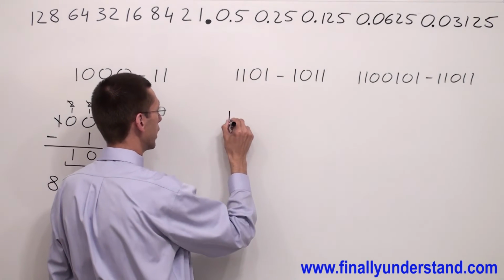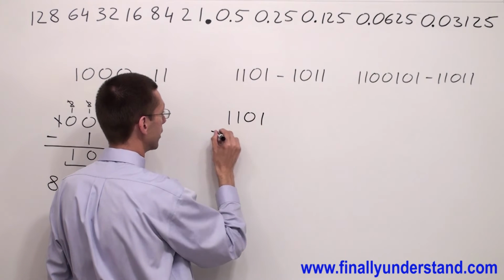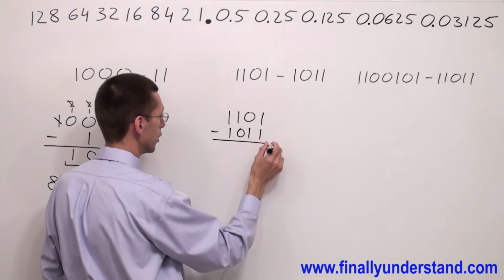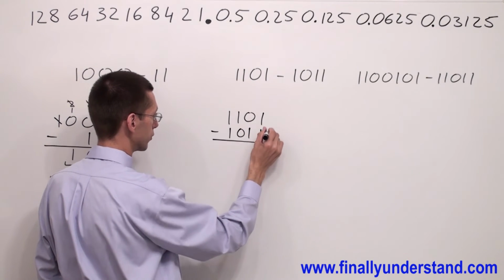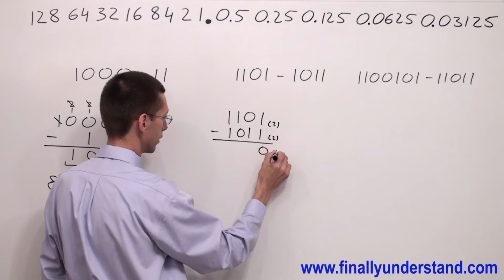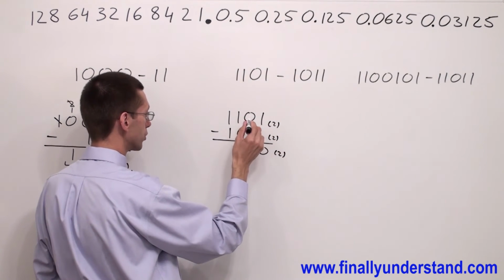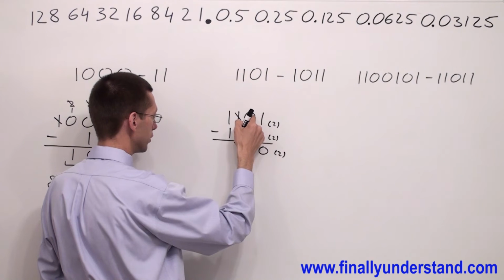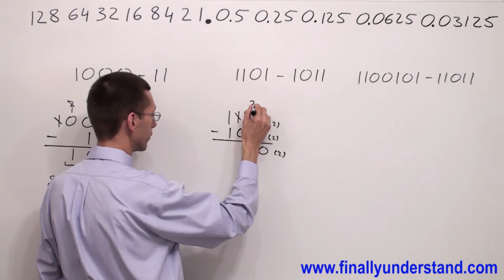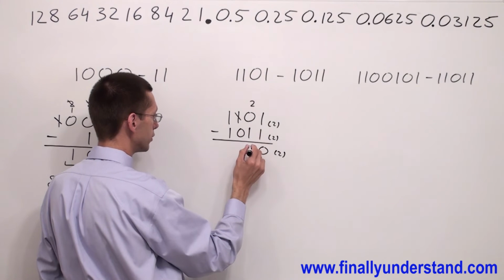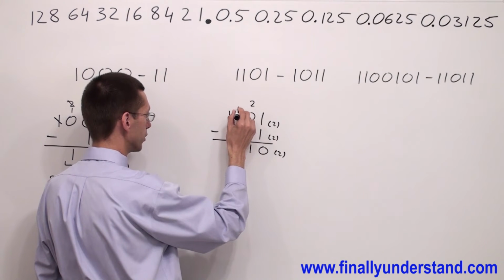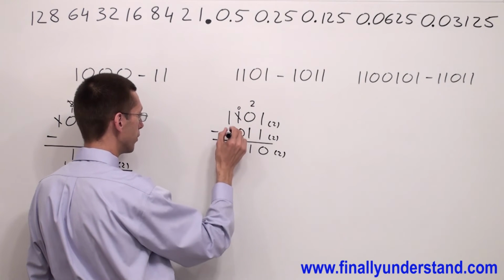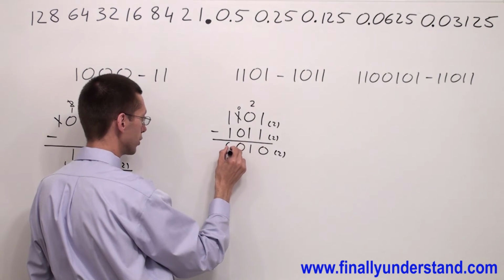We have 1, 1, 0, 1 minus 1, 0, 1, 1. 1 minus 1 is equal 0. Of course, this is base 2. I cannot subtract 1 from 0. That's why I'm going to borrow 1 from here. This 1 over the next bit is going to be 2. 2 minus 1 is equal 1. This is going to be 0 because I borrowed 1 from here. 0 minus 0 gives me 0. 1 minus 1 gives me 0.